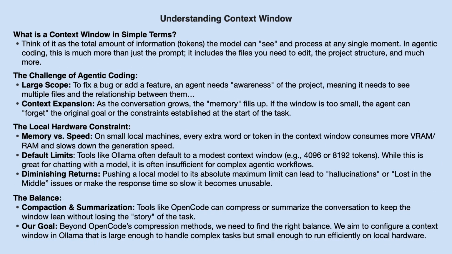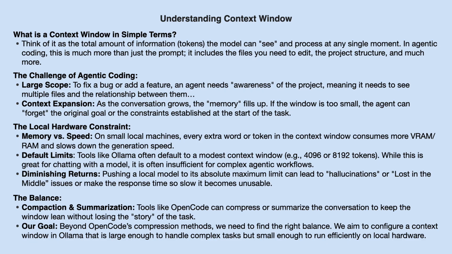Now, a quick note on context window. Think of it as the total amount of information, measured in tokens, that a model can see and process at once. In agentic coding, this isn't just about your prompt. It includes the files you're editing, the project structure, tool outputs, and everything else the agent needs to reason about.